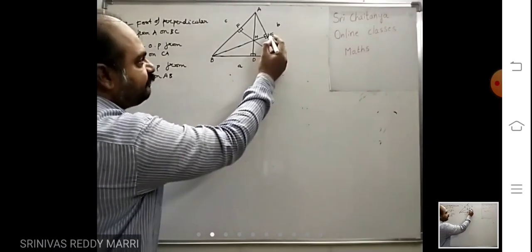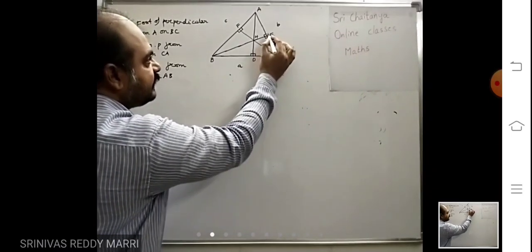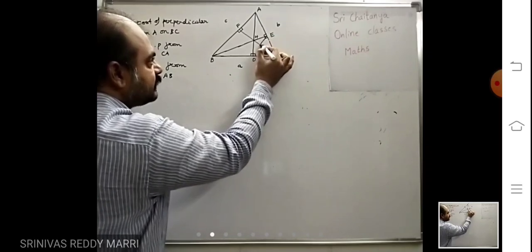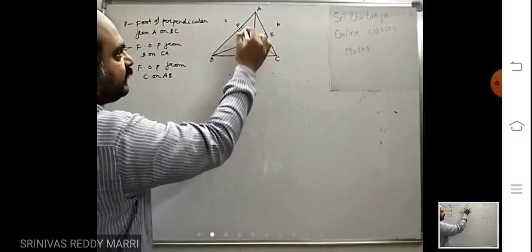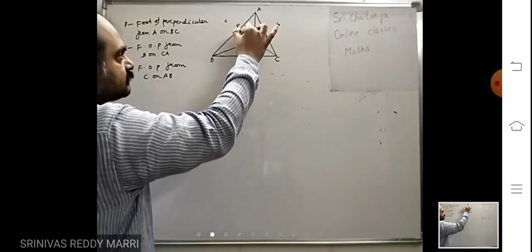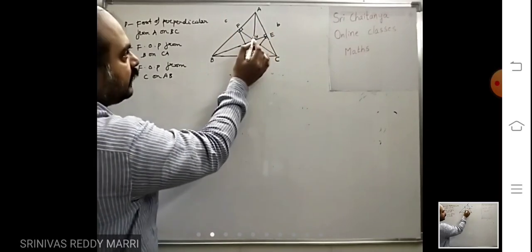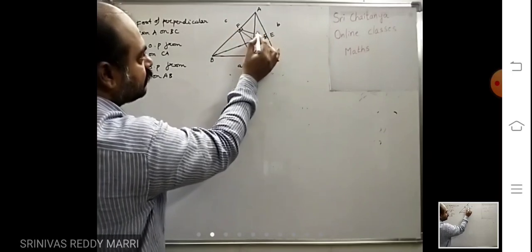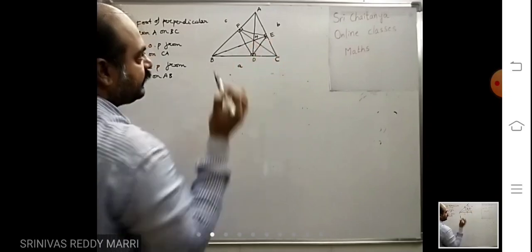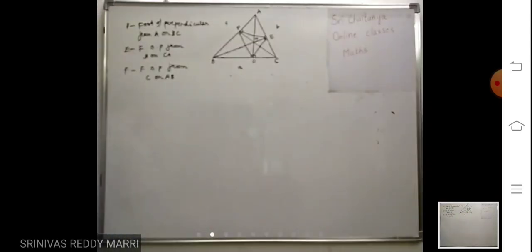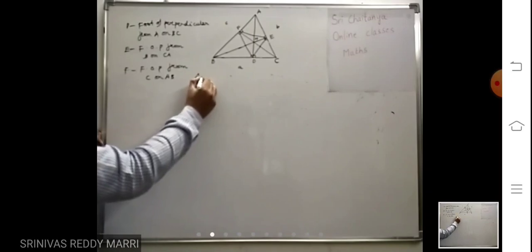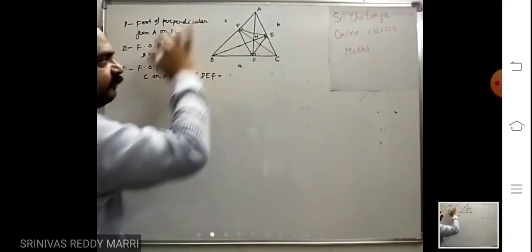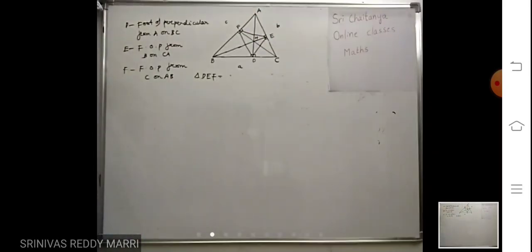Right? Now I am joining these foot of perpendiculars. This DEF I am joining. Look at this DEF. I am constructing a triangle. I am joining this and forming a triangle. Right? So that is the triangle. I have formed one triangle. Look at triangle DEF. That means I have joined all the foot of perpendiculars and formed one triangle.